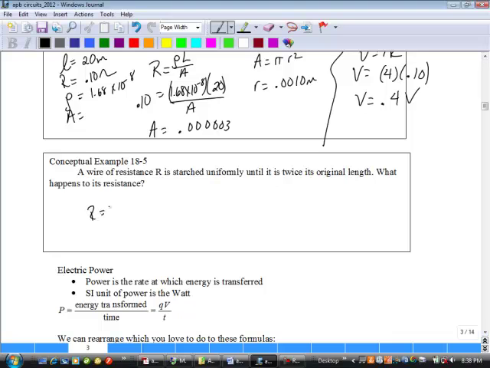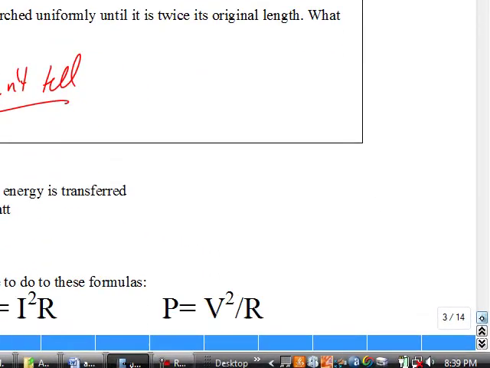Okay, so if we look at this formula, it seems pretty obvious that my length is going to double. But what happens to our area? If I stretch it to twice its original length, is my area going to be the same as the wire? Hopefully you can see that the area is going to be smaller, and so we can't tell what's going to happen here because we know the area is going to be affected. We just don't know by how much.